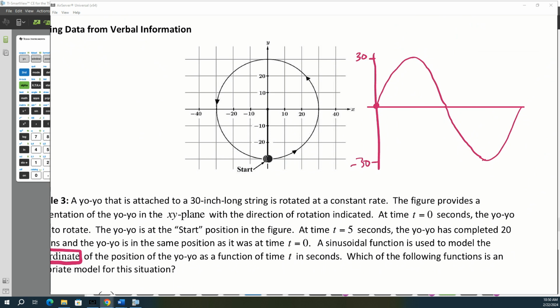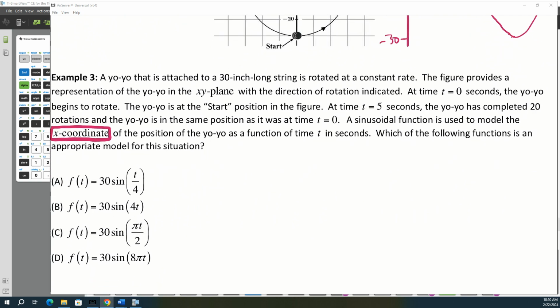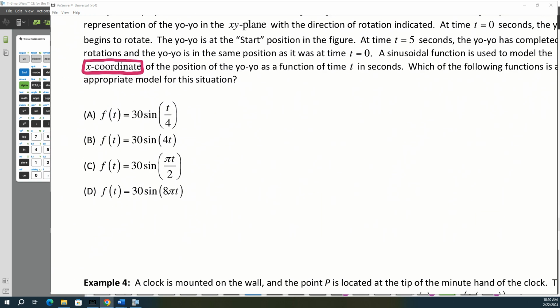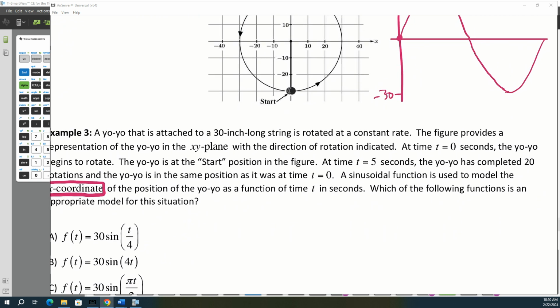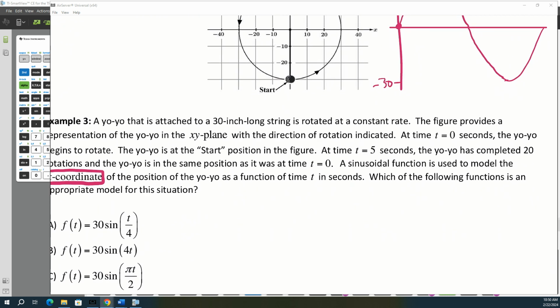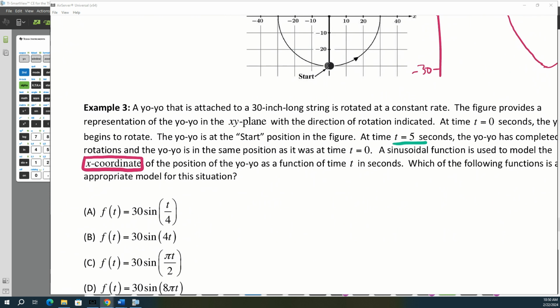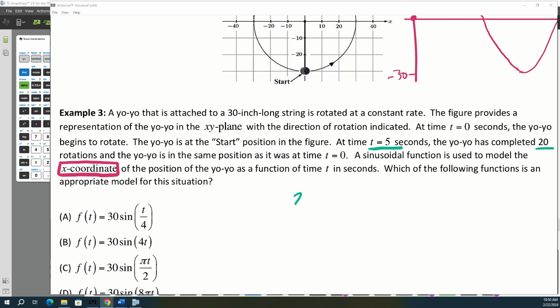All right. So all of these are sine. All of these have an amplitude of 30. So it's really going to come down to the period. What it tells us in the problem is that in 5 seconds, the yo-yo has completed 20 rotations. So 20 rotations in 5 seconds.